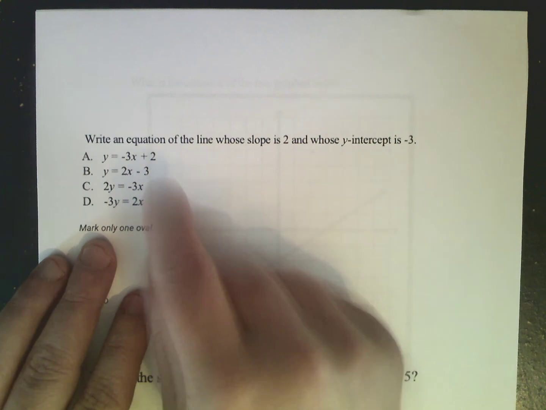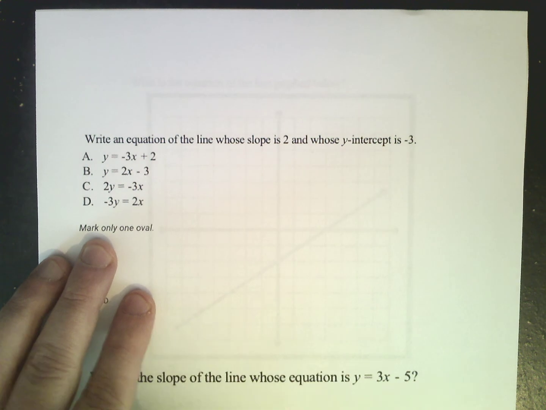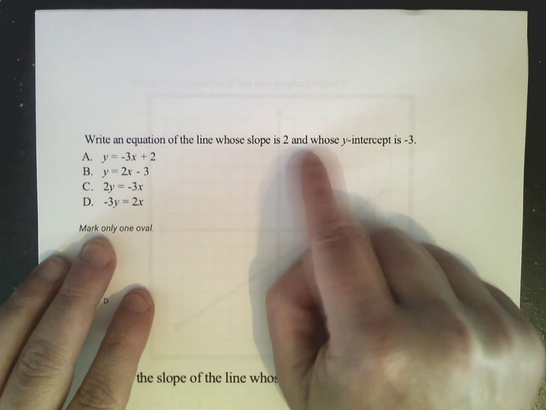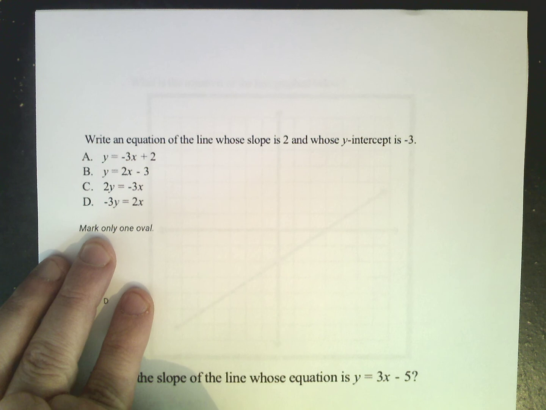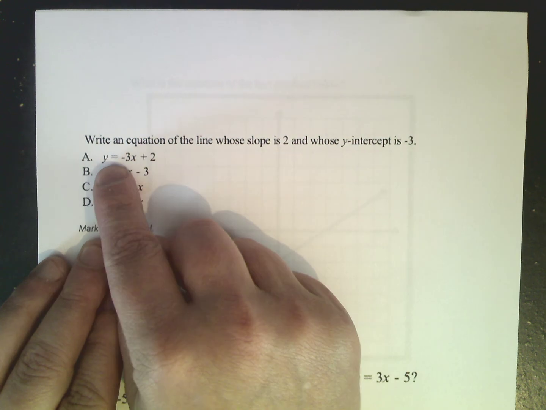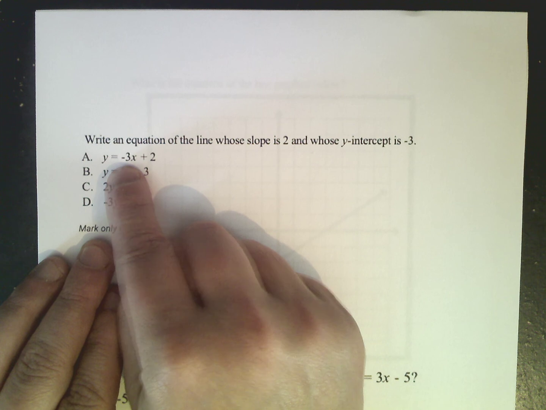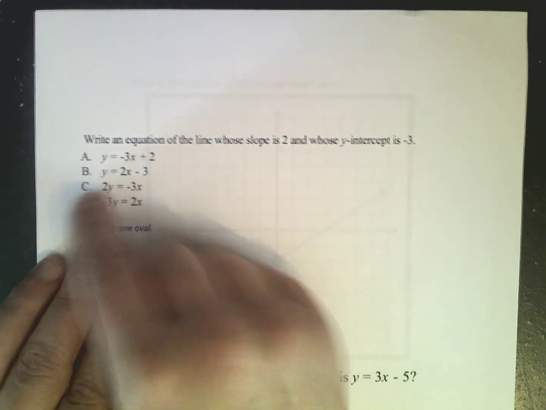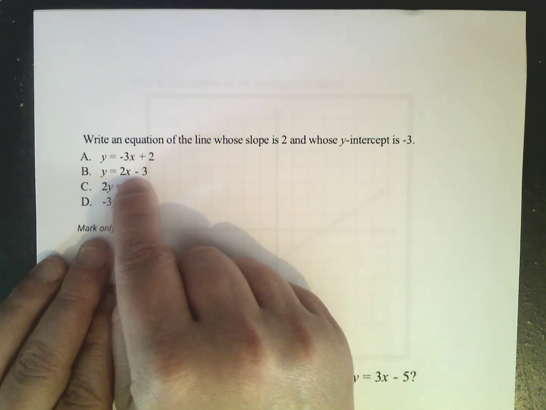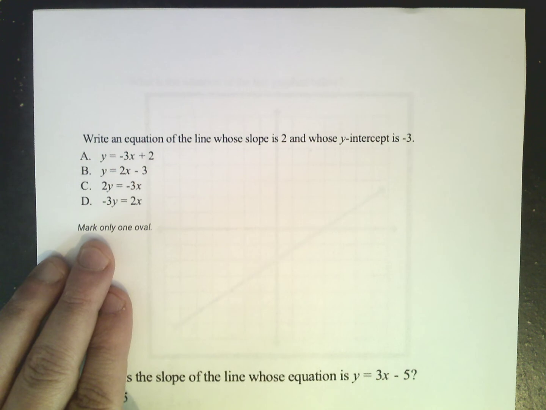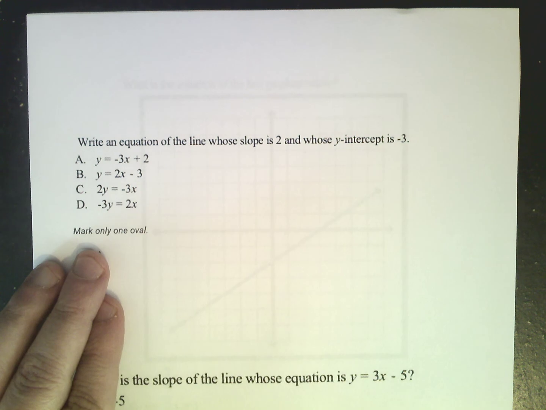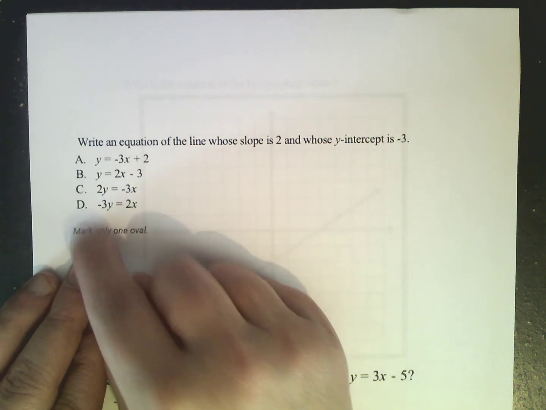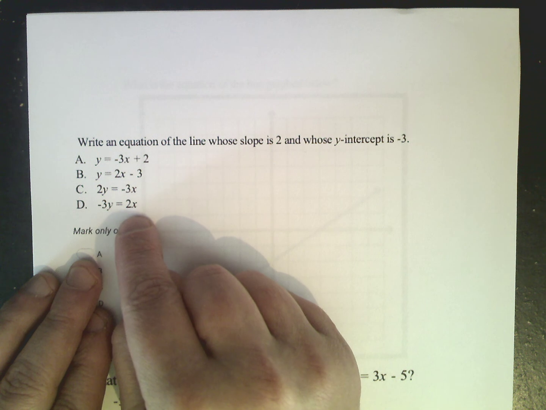Question 9. It says, write an equation of the line whose slope is 2 and whose y-intercept is negative 3. Our choices are A, y equals negative 3x plus 2. B, y equals 2x minus 3. C, 2y equals negative 3x. Or D, negative 3y equals 2x.